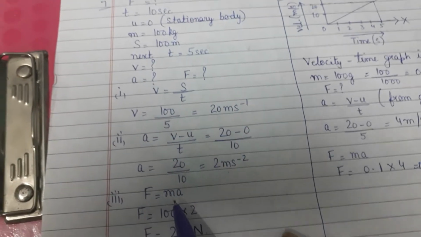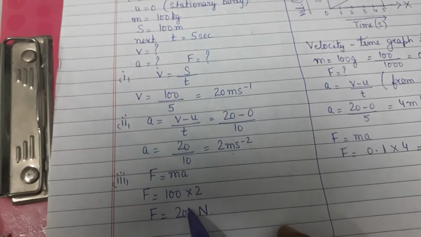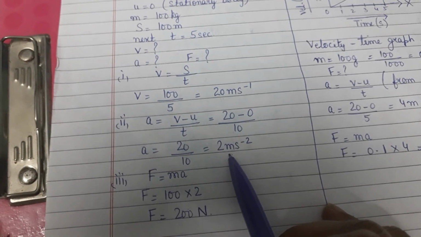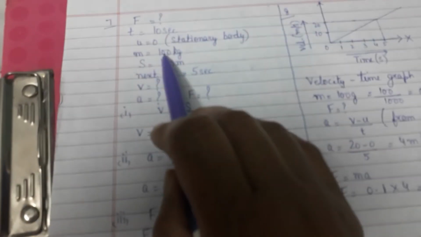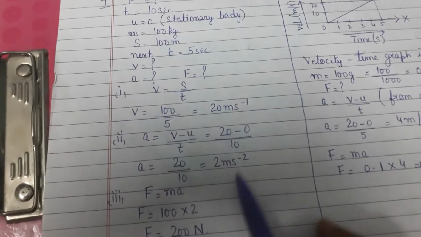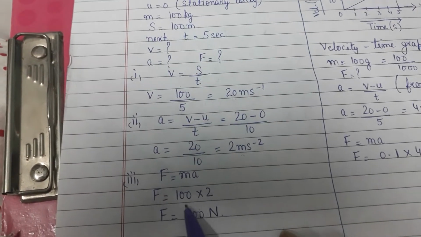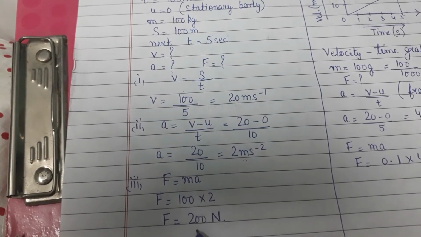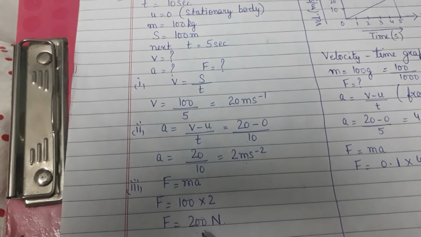Okay. Then we need to find out the force. F is equal to ma. Simple. We have already found out the value of A. We already know the value of m, 100 kg, and we have found out the value of A. Let's substitute both the values, and the answer for force is 200 newtons.